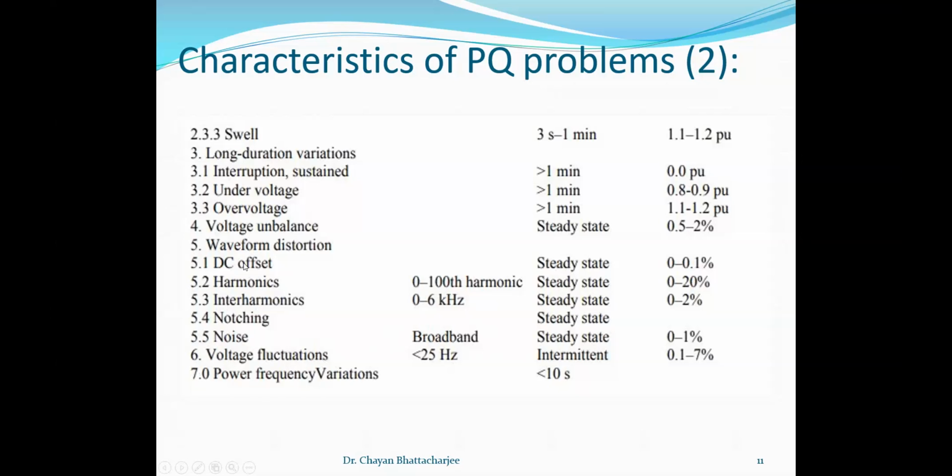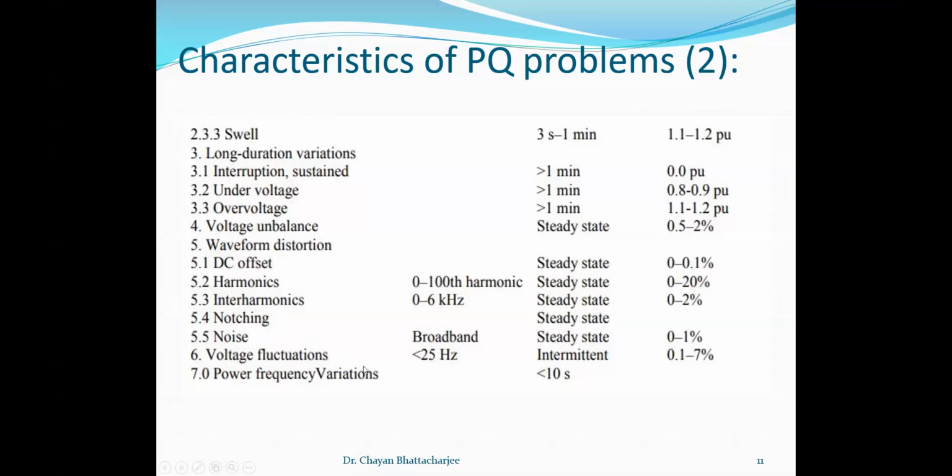So waveform distortions also include DC offset. What is DC offset? DC offset will make the waveform unsymmetrical. Either the waveform will shift towards the positive side, or it will shift down towards the negative side. So DC offset is also problematic, and this is caused by GMD, geomagnetic disturbance, and also by rectifier type of loads. So these are the things that we'll discuss later on. So these are the prime deviations of your power quality problems.